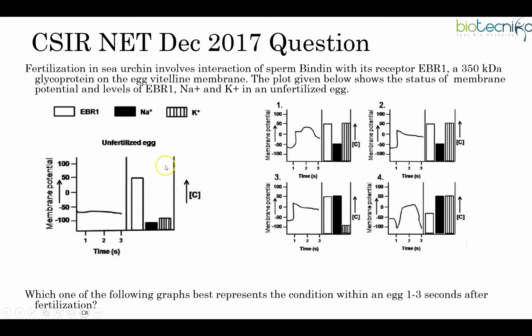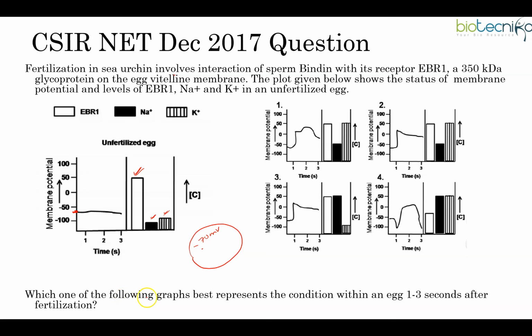So this is the diagram or the graph for the unfertilized egg where two components are there. One is the membrane potential. As we know, the resting membrane potential for a regular cell inside the cell membrane is minus 70 millivolt. This is what you can see here. And the component CBR1 receptor is high. Sodium ions inside the egg and potassium ions are kept low before fertilization takes place.